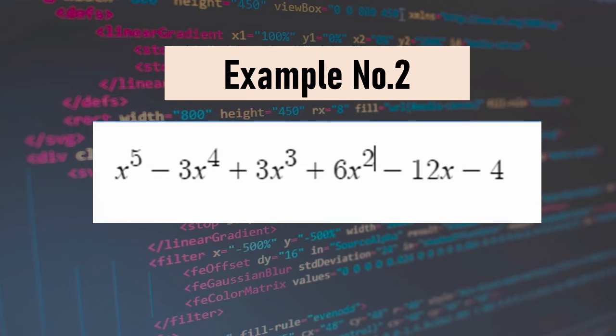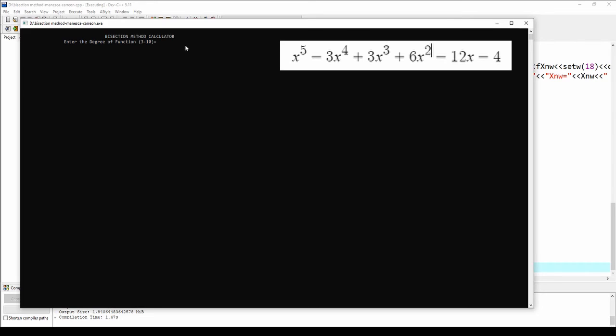For the second example, let's try to find the root of this equation. The degree of the function is 5. And then enter the coefficients 1, -3, 3, 6, -12, and -4. For the number of decimal places, 5. For the first guess, x sub n will be -1 and x sub p is -2. And for the degree of accuracy, 0.0001.